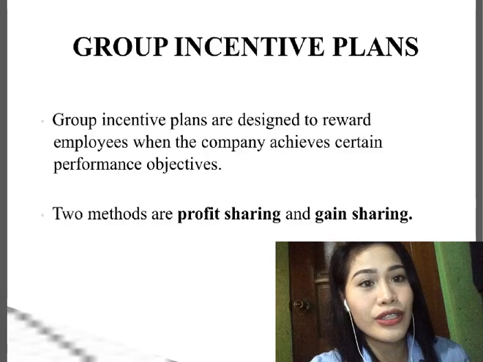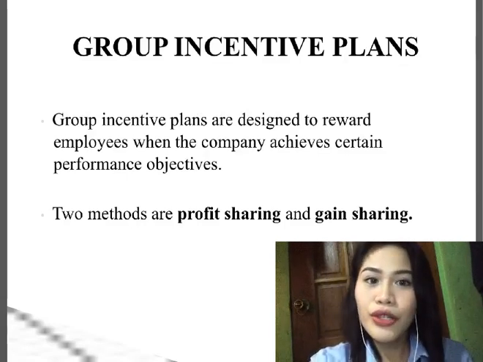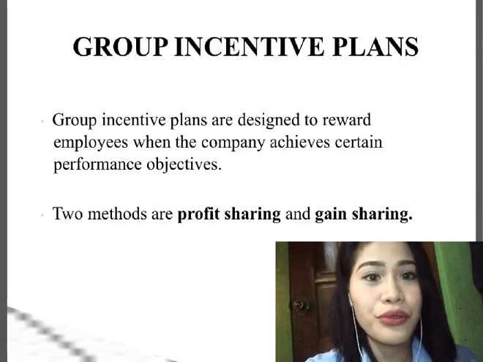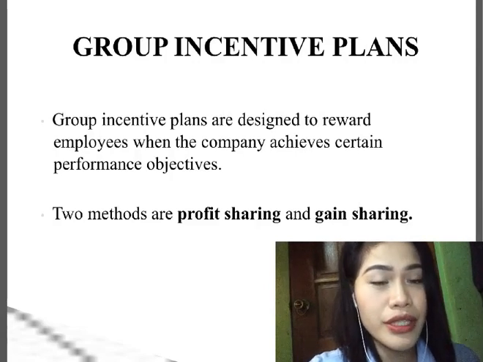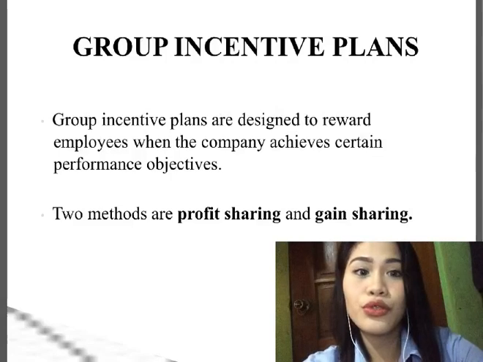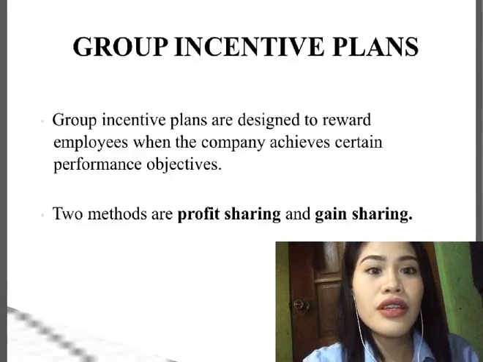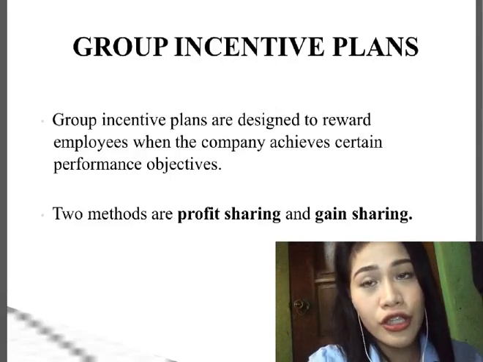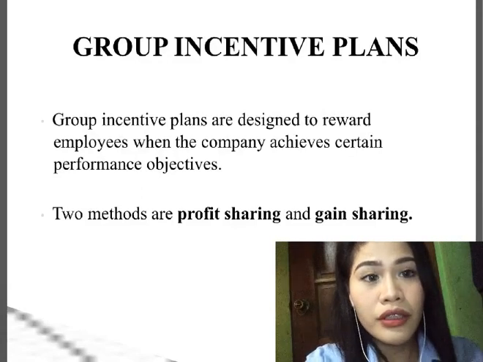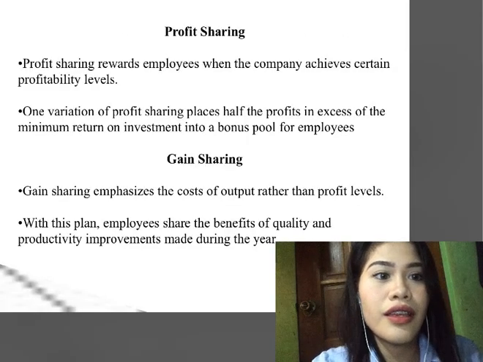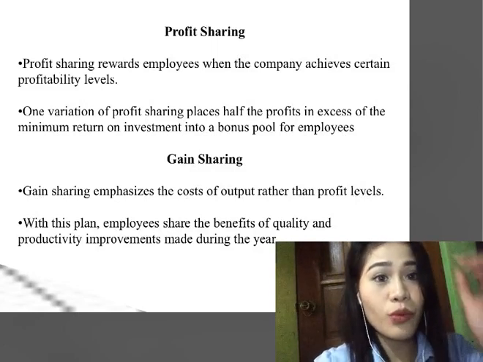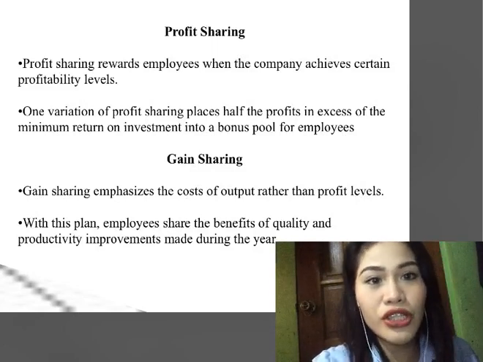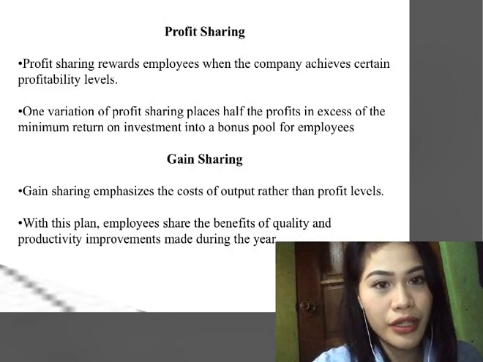Next is the group incentive plan. Group incentive plans are designed to reward employees when the company achieves certain performance objectives. There are two methods, profit sharing and gain sharing. Next is profit sharing. Profit sharing rewards employees when the company achieves a certain profitability level.